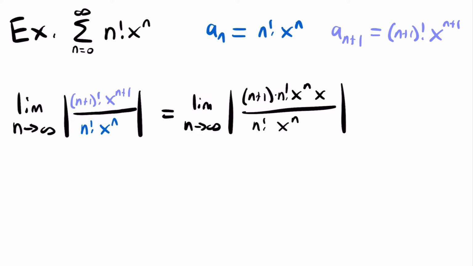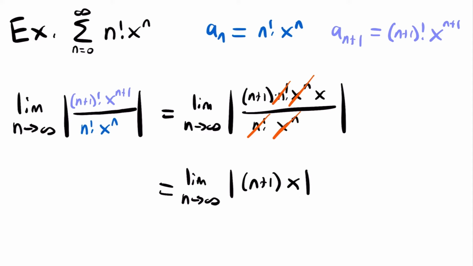And now you can see that this n factorial will cancel out with this one in the denominator, and that this x to the power of n will cancel out with this x to the power of n. And so what we're left with will be the limit as n approaches infinity of the absolute value of n plus 1 times x. All right, now at this point, these absolute value bars only need to be around x. They don't need to be around n plus 1 because that is always going to be positive.